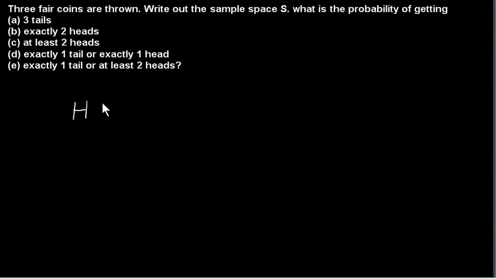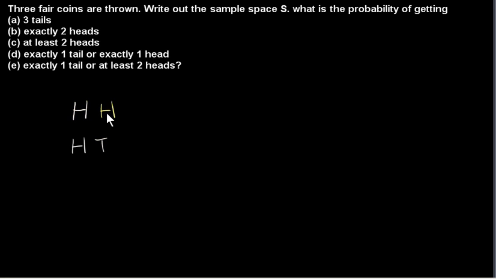Then there are two possibilities for the second coin. The second coin could be heads or it could be tails. So if the first coin is heads, the second coin could be heads or tails. So we could have heads, heads, or heads, tails for the first two throws.